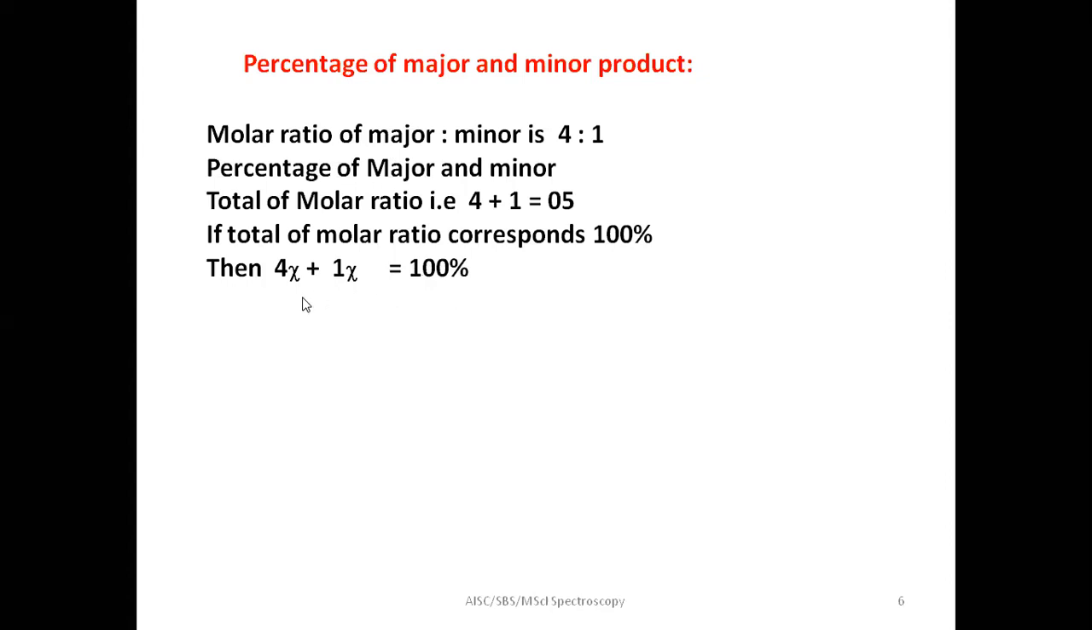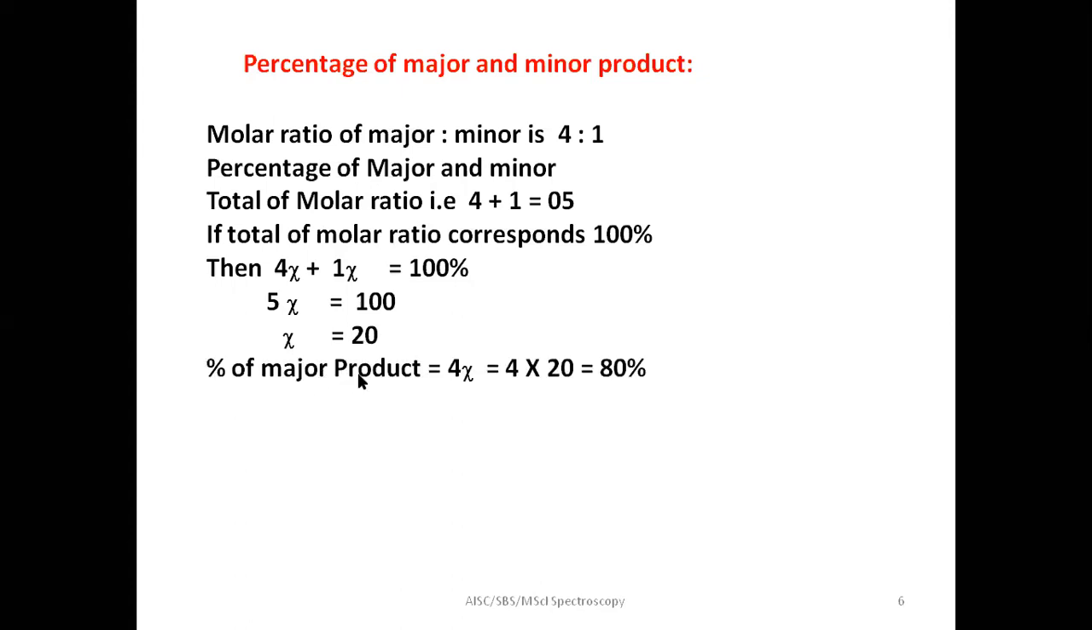So 4x plus 1x is equal to 100%. Therefore, it becomes 5x equal to 100%. So 5x is equal to 100. Therefore, x is equal to 100 divided by 5. So it becomes 20. So x is 20 here. Now use that x in the major. So the percentage of major product is equal to 4x. So 4 into 20 becomes 80. So the major product is 80%.